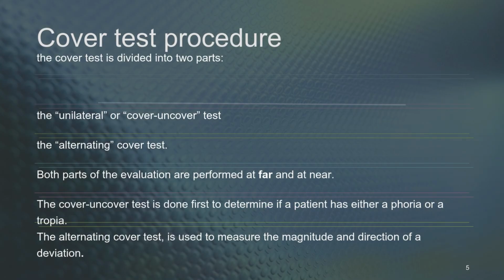Cover test procedure can be divided into two parts: the unilateral or cover-uncover test, and the alternating cover test. Both parts of the evaluation are performed at far and at near. The cover-uncover test is done first to determine if a patient has either a phoria or tropia. The alternating cover test is used to measure the magnitude and direction of a deviation.